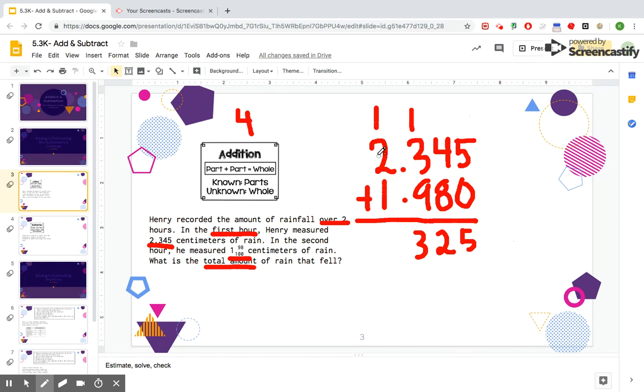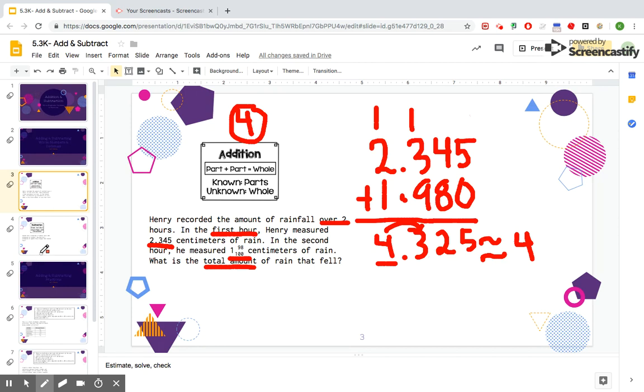1 plus 2 is 3, plus 1 more is 4. I have to bring that decimal straight down. So that gives me a final answer of 4 and 325 thousandths. Now, if I was to round that to the nearest whole number, I would say that it is about 4. And that was the original estimate that I got. My answer is pretty reasonable.